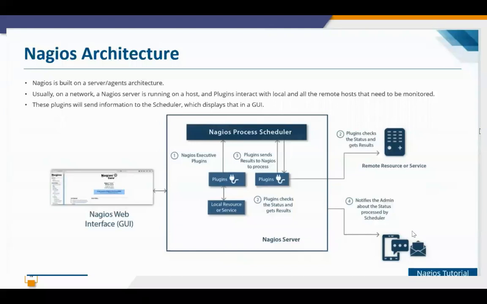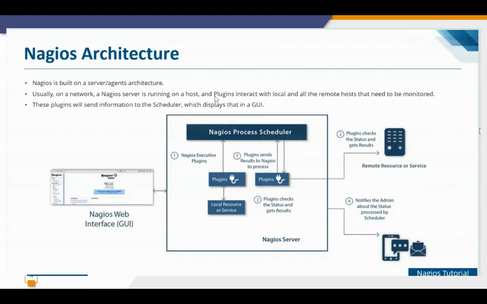Yep. Coming to Nagios architecture, Nagios is built on a server-agent architecture. Usually on a network, a Nagios server is running on a host and plugins interact with local and all remote hosts that need to be monitored. The plugins will send information to the scheduler, which displays that in the GUI. As you can see in the Nagios architecture block diagram, it has the Nagios web, the Nagios process scheduler, and the remote resource or service. When the Nagios server is running on a host, it has plugins which interact with both local and remote hosts, as shown in the figure.